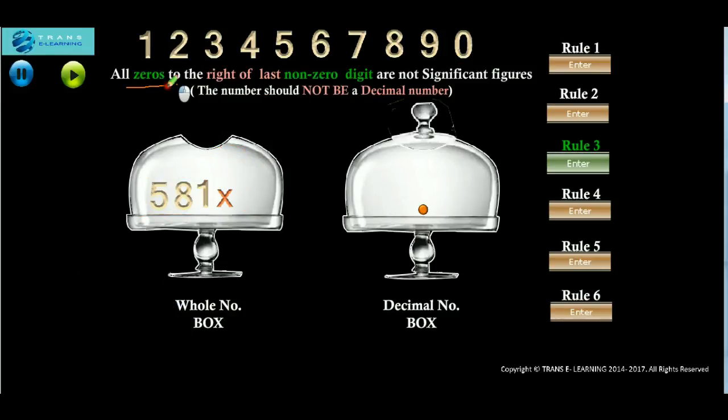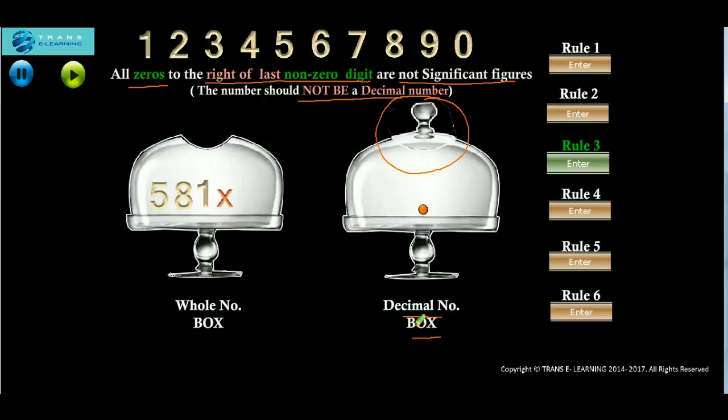So all zeros to the right of the last non-zero digit are not significant. The number should not be a decimal number. So that's why this decimal number box got closed. So this was rule 3. Let's see the next rule.